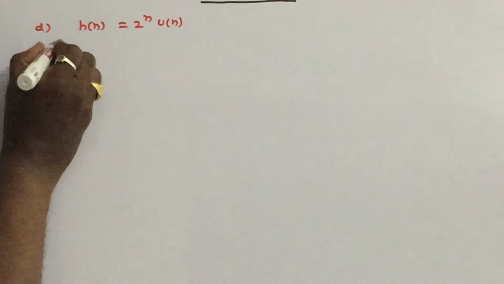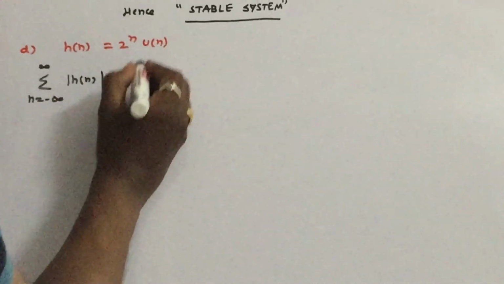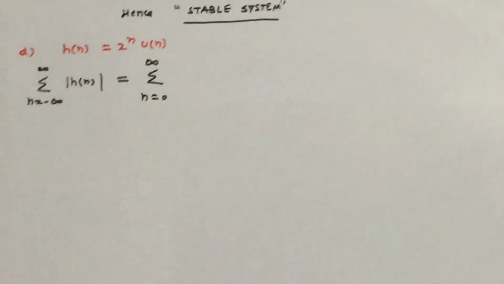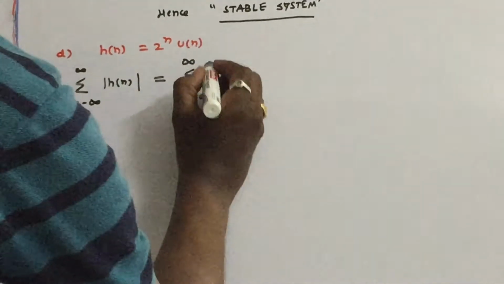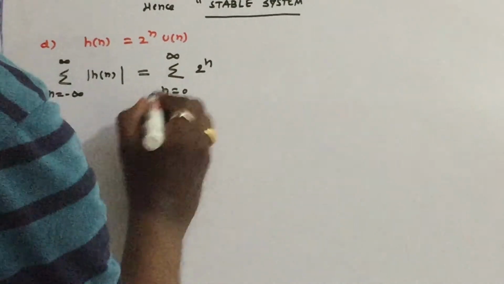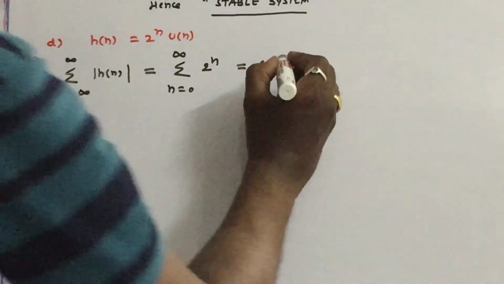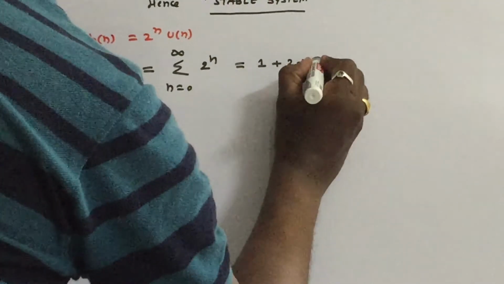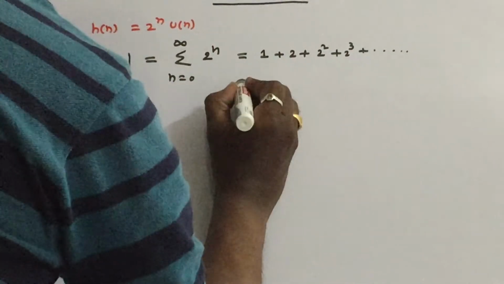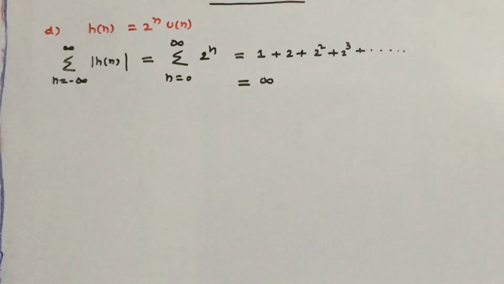Summation n is equal to minus infinity to infinity, modulus of h of n. Since it is given u of n, take the limits from n is equal to 0 to infinity. In this interval, u of n amplitude is 1, just 2 power n. If you substitute different values of n, 2 power 0 is 1, 2 power 1 is 2, plus 2 square plus 2 cube plus so on. If you add an infinite number of terms, this summation results into infinity.